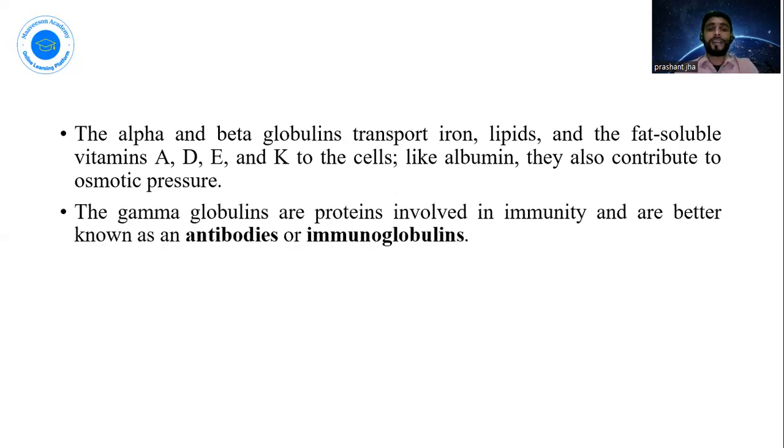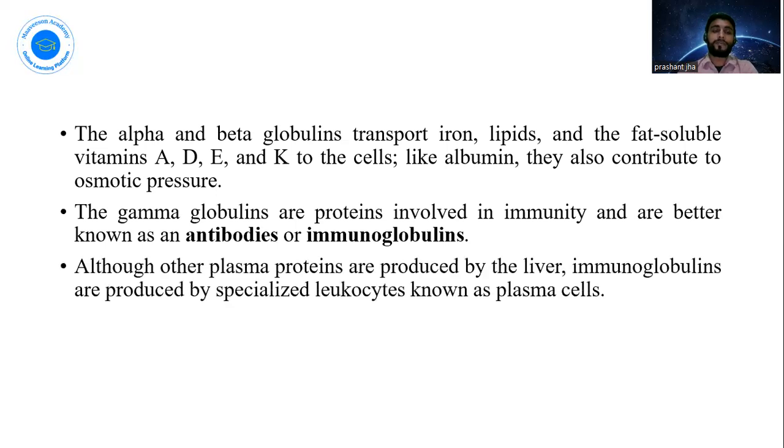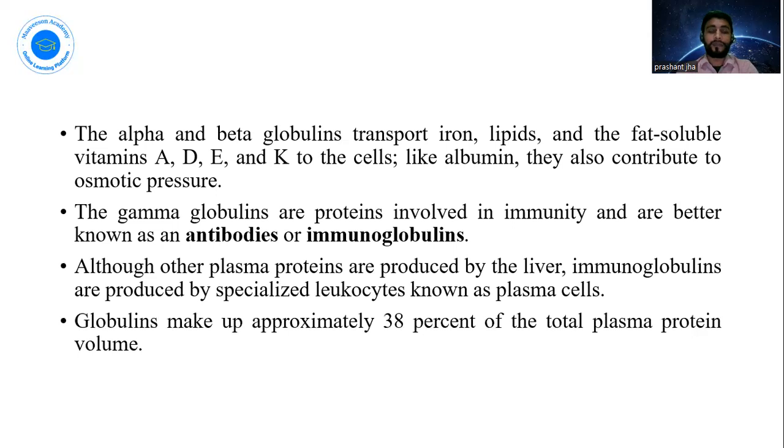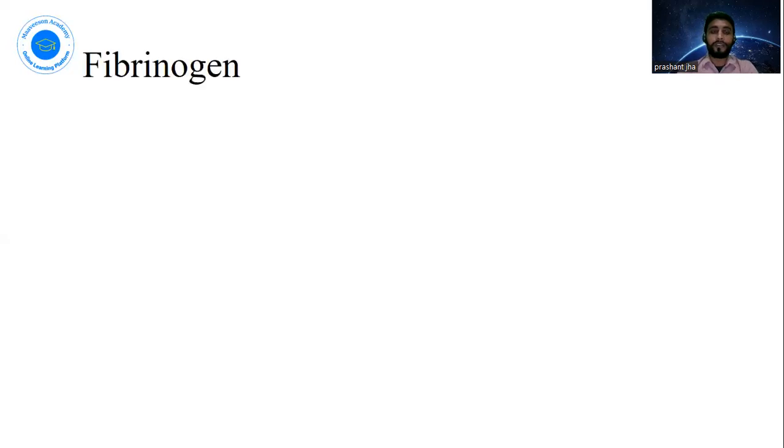The gamma globulins are proteins involved in immunity and are better known as antibodies or immunoglobulins. Although other plasma proteins are produced by the liver, immunoglobulins are produced by a specialized leukocyte known as the plasma cells. Globulins make up approximately 38% of the total plasma protein volume.